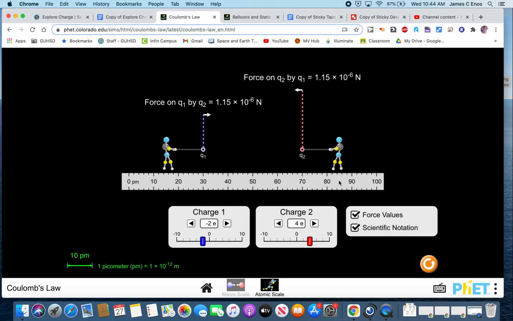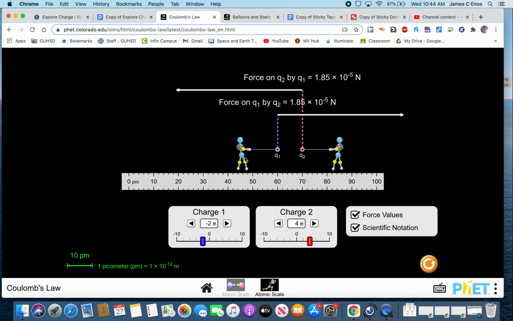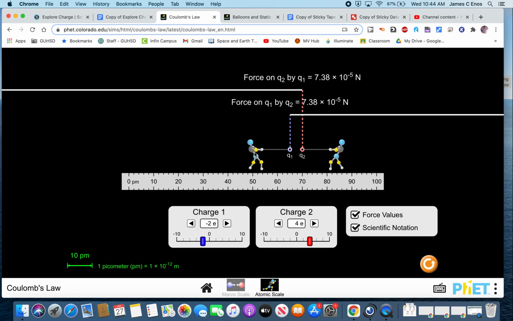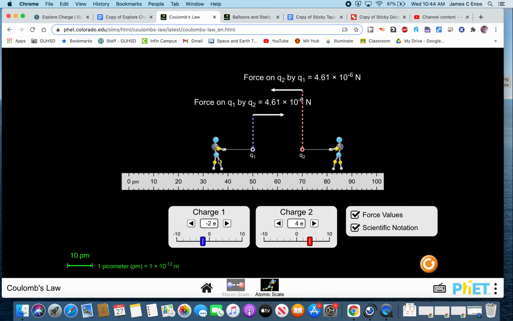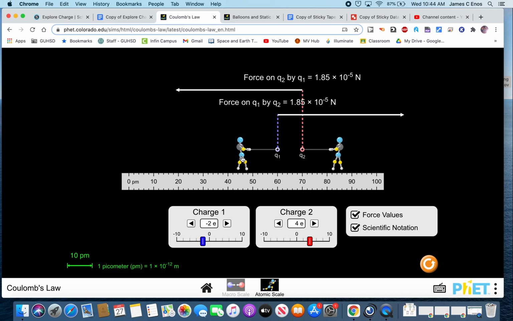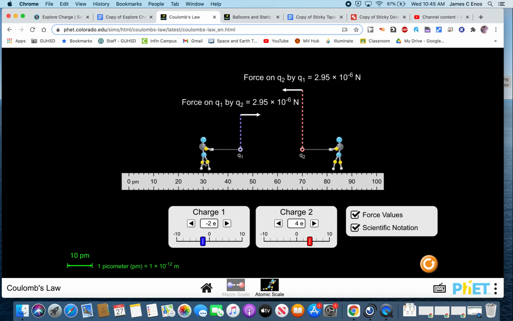It gets to the same type of scenario, where I can bring these charges close to one another, and I see I have this big force. And as I get much closer, I get a much bigger force. If I take this distance and I double it, I see that the force decreases by a factor. If I double it even more, I see it decreases. I can also decrease the distance by a factor of a third.